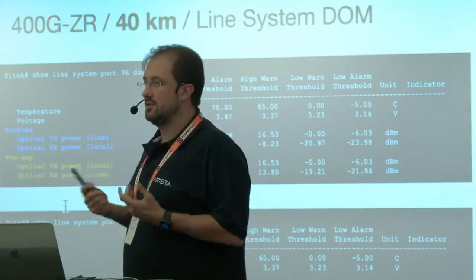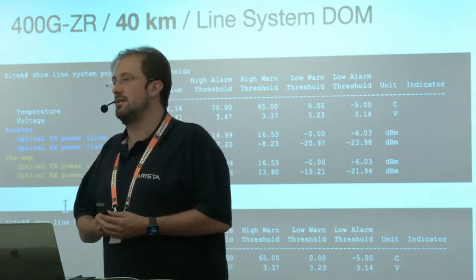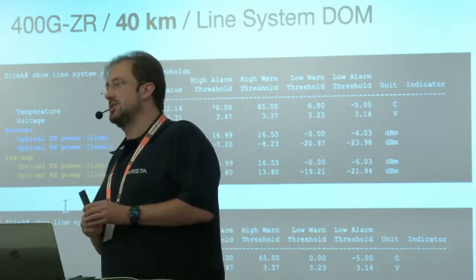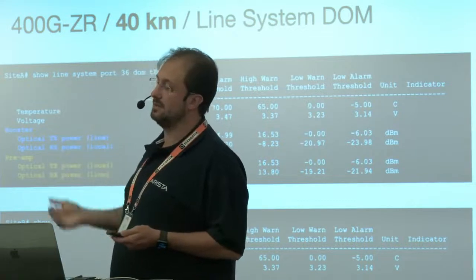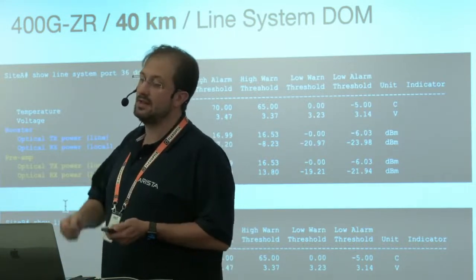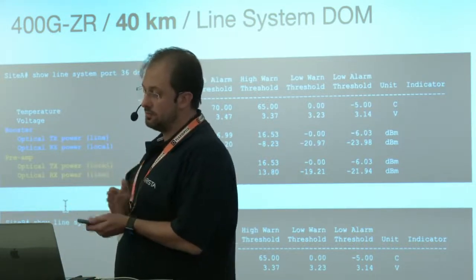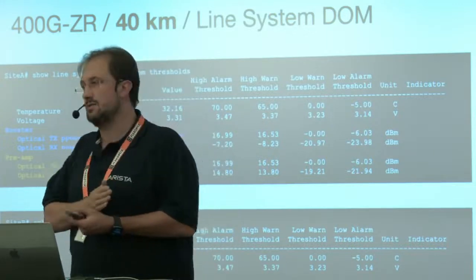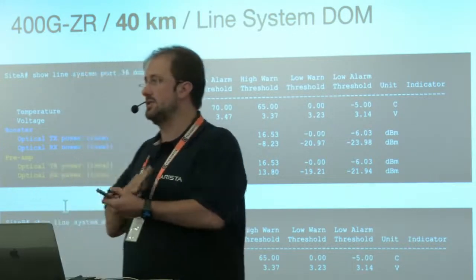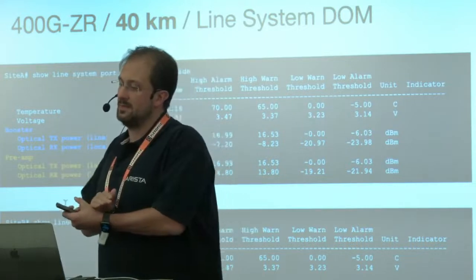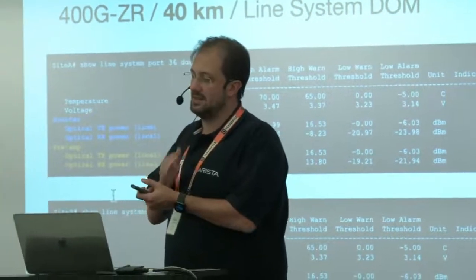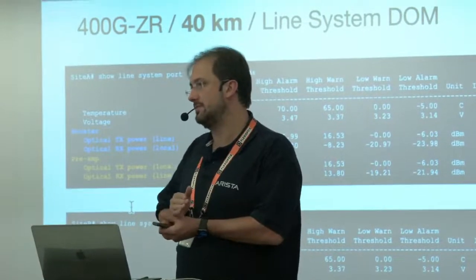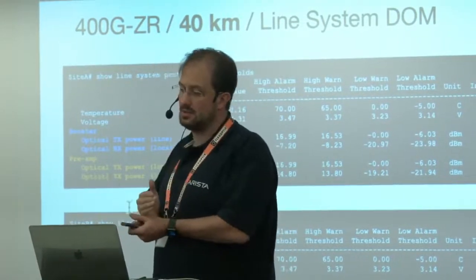The line system I mentioned earlier on is a pretty cool way of looking at how much gain you have from the transceiver side. Because you always have a booster, which is the egress to the link, and the preamp, which is the incoming. I mentioned before that the ZR optics have a pretty low launch power, so that's why you always need a boost as well.